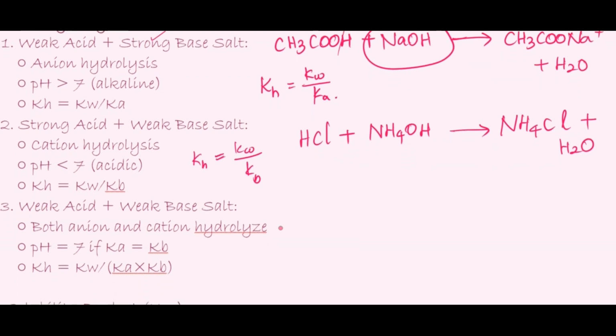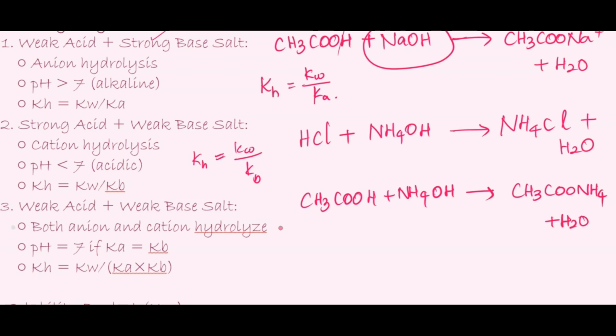What if both the scenarios are weak? Weak acid plus weak base. In that case, what will happen? CH3COOH plus ammonium hydroxide. Acetic acid plus ammonium hydroxide, it will give ammonium acetate plus water.